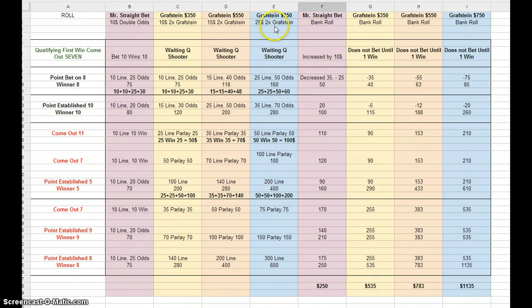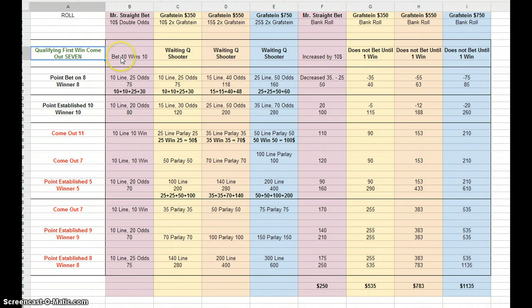So what I did was put it in this spreadsheet and played out a 9-pass hand, which really is the strength of the Grafstein method, which is understanding what happens when you have a monster or a mini monster and how you maximize that hand. So this is what happens on the initial roll. There's a qualifying first win, come out 7.